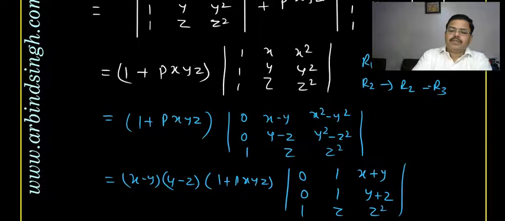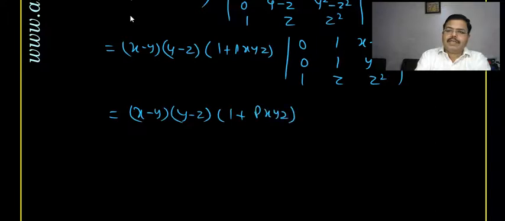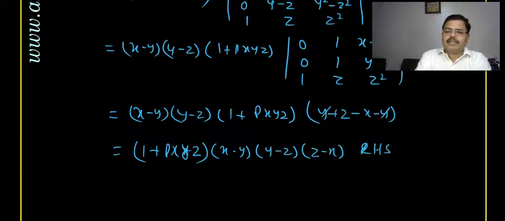Now expanding along the first column, you will have x minus y, y minus z, and 1 plus p x y z. If we cancel this one, this one, this one, then y plus z minus x minus y will come. So y and y cancel, and finally it will come as 1 plus p x y z, x minus y, y minus z, and z minus x. That is the RHS, and this has to be proved.